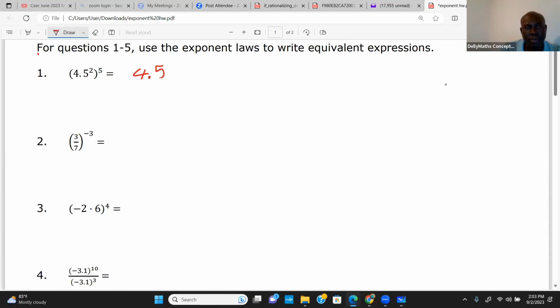4.5 squared that is raised to the 5th power. What we have here is a case where we would have a power that is raised to another power. And whenever a power is raised to a power, what we're going to do is multiply the exponents. So 4.5, and that would be 2 times 5, and it's going to land us 4.5 raised to the 10.